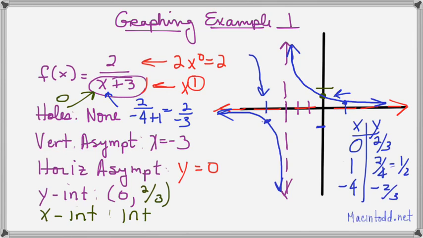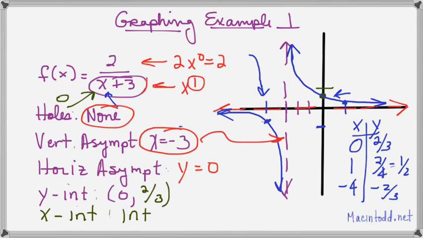I can identify the holes. Let me erase some of this work so you can see my answers there. The holes, it doesn't have any. Vertical asymptote at x equals -3. I've drawn that guy right there. Horizontal asymptote at y equals 0. That's the red line right up there. The y-intercept I've marked, and the x-intercept, there was none. And you can see these blue lines that we graphed never cross the x-axis, just like we predicted. And that is your first homework problem.